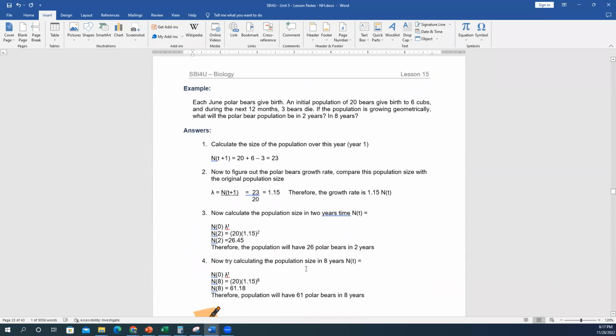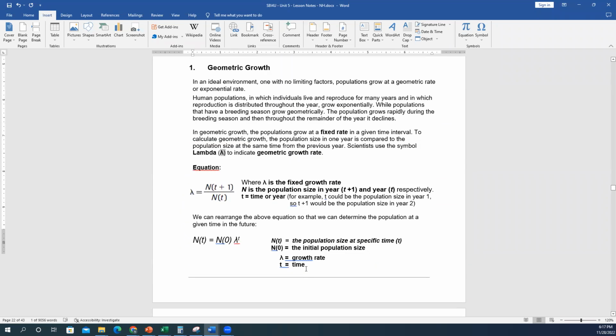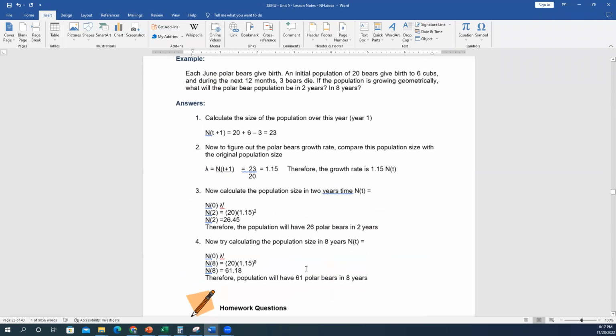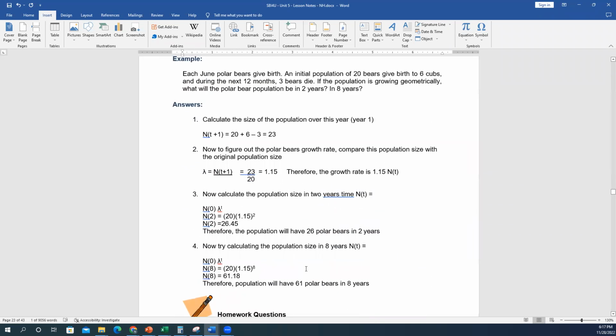Let's look at an example for this type of geometric growth. So here in this example, looking at a population of polar bears that give birth each June. Each June, polar bears give birth, and the initial population is 20 bears, giving birth to 6 cubs. And during the next 12 months, 3 bears die.